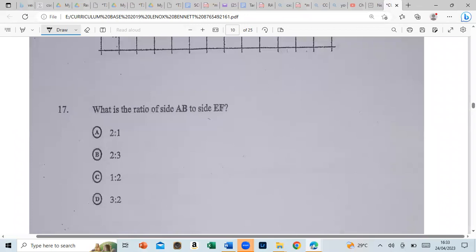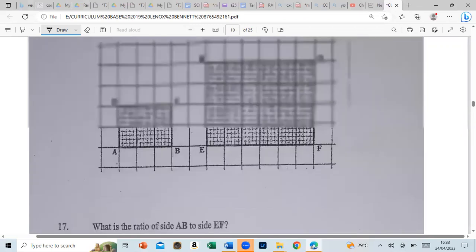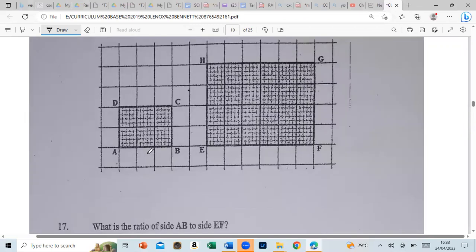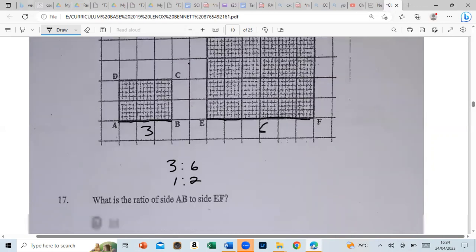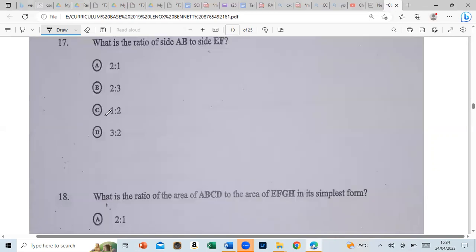What is the ratio of side AB to side EF? So let us figure out the ratio. First we need to count the number of places. So we have 1, 2, 3. And this one is 1, 2, 3, 4, 5, 6. That means it is 3 to 6, which can be further broken down to 1 to 2, since 3 goes into both of them. Let's see which option is there, and it is indeed 1 to 2. So for 17, it would have been that.